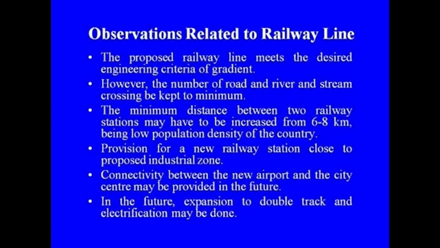Provision of a new railway station close to the proposed industrial zone must be there. There should be connectivity between the new airport and the city center, which may be provided in the future, and also while identifying the railway line, considerations for expansion to double track and electrification may be undertaken.